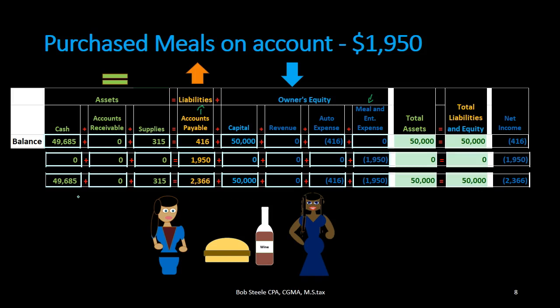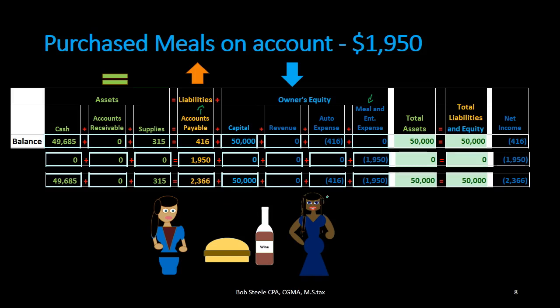If we are to add up then the total assets of $49,685 cash and $315 supplies, we get to that $50,000 total assets. To add up liabilities and equity, we get $2,366 liabilities plus $50,000 capital.